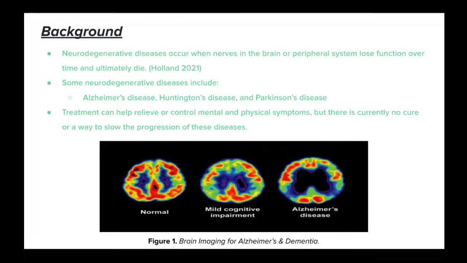So neurodegenerative diseases occur when nerves in the brain or peripheral system lose function over time and ultimately die. A few neurodegenerative diseases include Alzheimer's, Huntington's disease, and Parkinson's disease. There is treatment as far as therapy goes that can help control some of the symptoms, but currently there is no cure or a way to slow down the progression of these diseases.